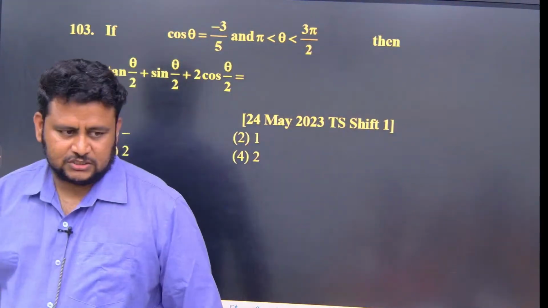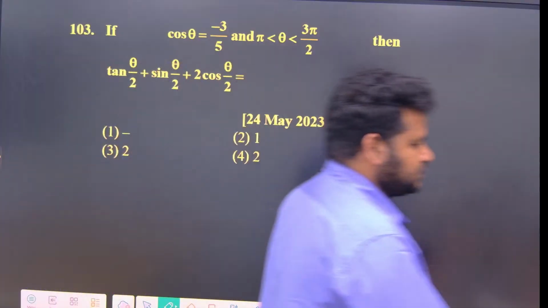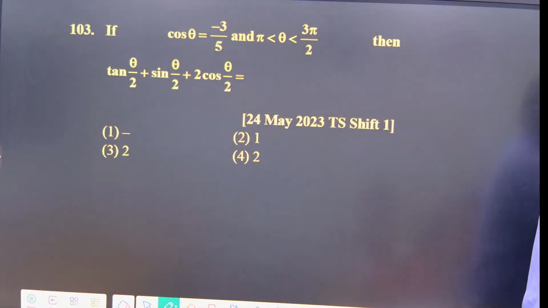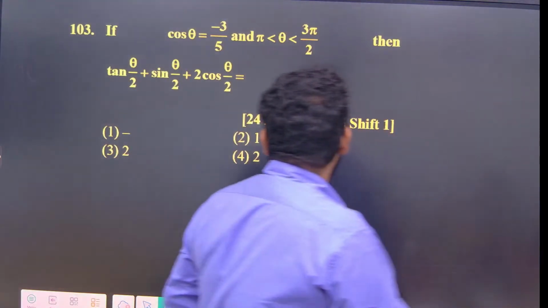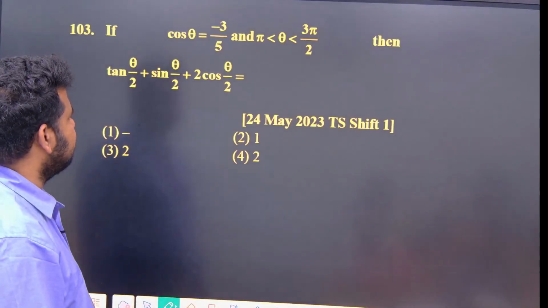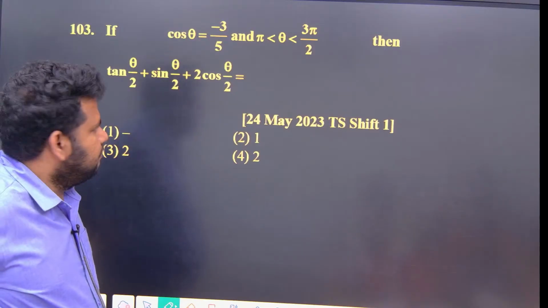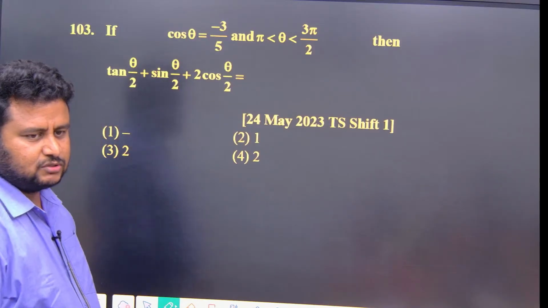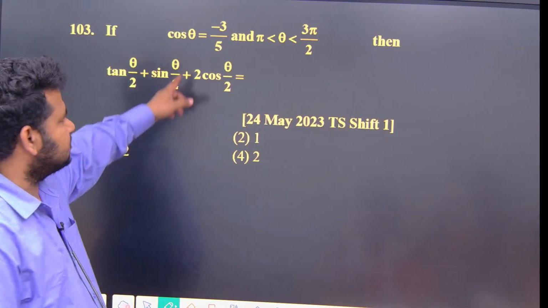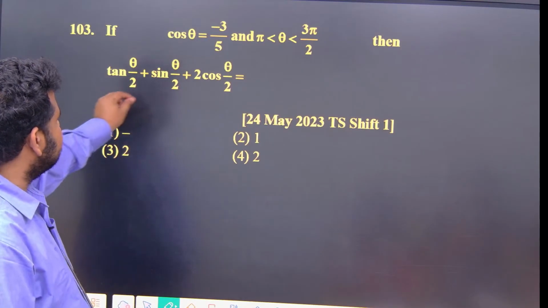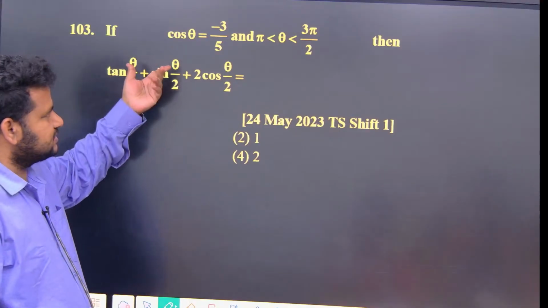This question, please look at this question, all of you, please try. So here, if cos theta is equal to minus 3 by 5 and theta lies between pi and 3 pi by 2, that means what? Theta is in third quadrant. Pi means what? 180, 3 pi by 2 is 270. So that is what? It is in third quadrant. Third quadrant means cos is negative, we know that. Then they are asking tan theta by 2, sin theta by 2, cos theta by 2. So cos theta is given, but theta by 2 we don't know.